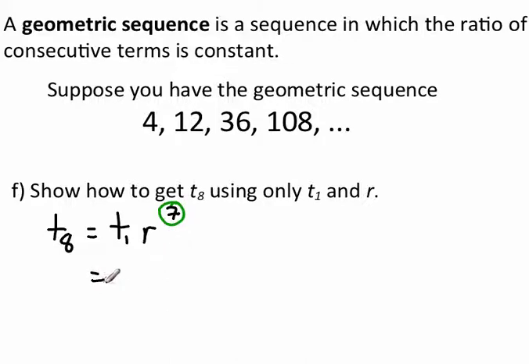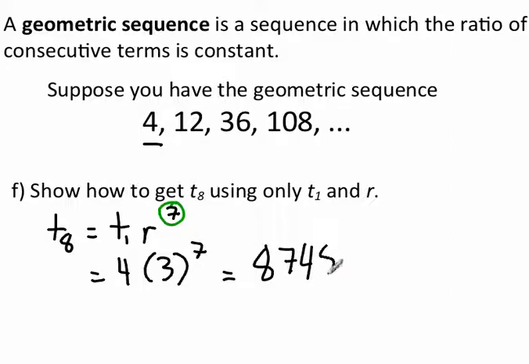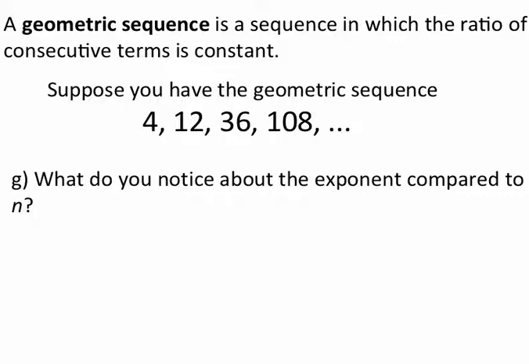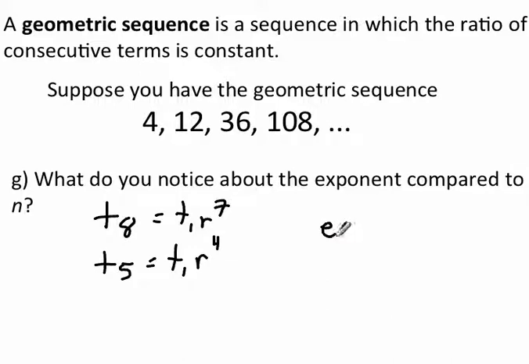And then we know T1 is 4, we know the common ratio is 3, and we need to put this to the exponent 7, which would just be 8,748. Just keep multiplying our way up. So what do we notice when we compare the exponent to n? Well, when we did T8, we did T1 and r to the 7. If we do T5, we did T1 and r to the 4. And what you can probably tell, the exponent is always n minus 1, 1 less than the value of n.